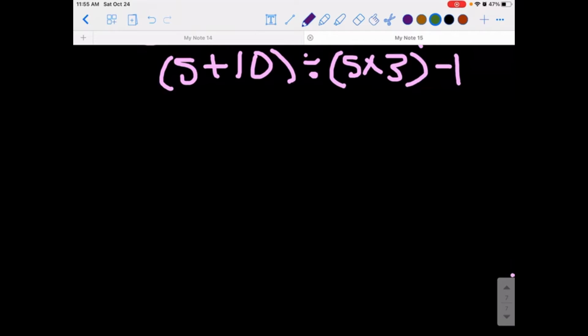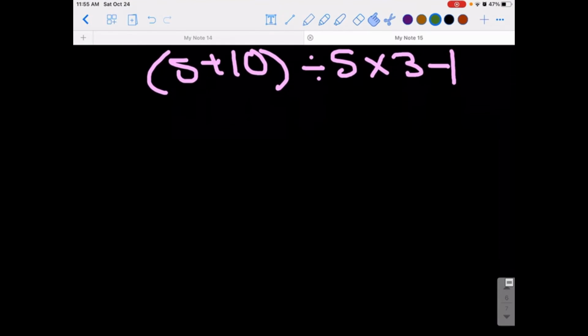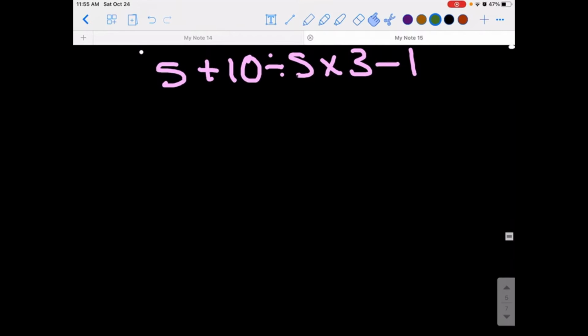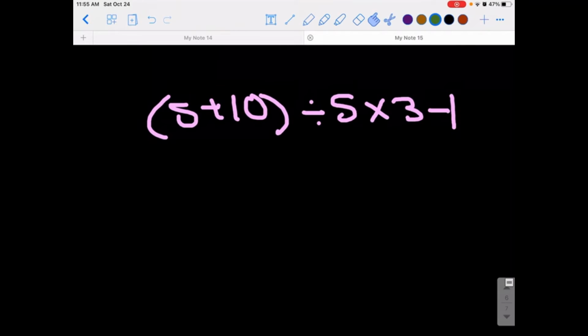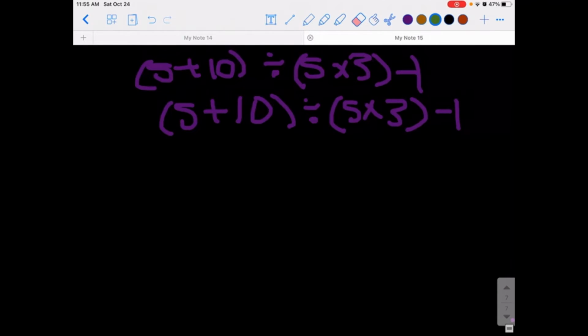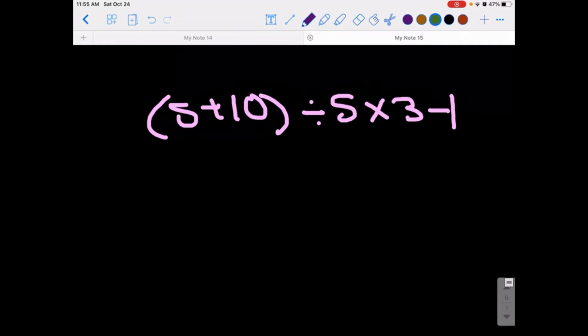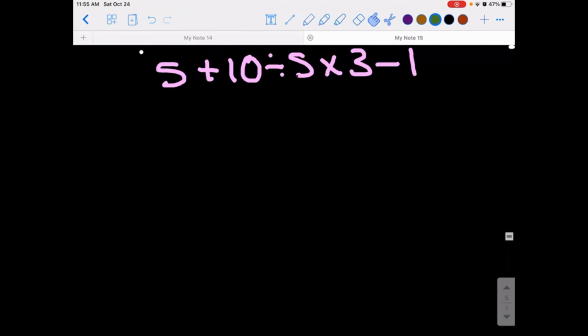So, let's see if our answers will match or not. In the first one, we had no parentheses at all. Here we added parentheses around the 5 and the 10, and here we added them both, the double parentheses. Let's do this one first and see what answer we get.